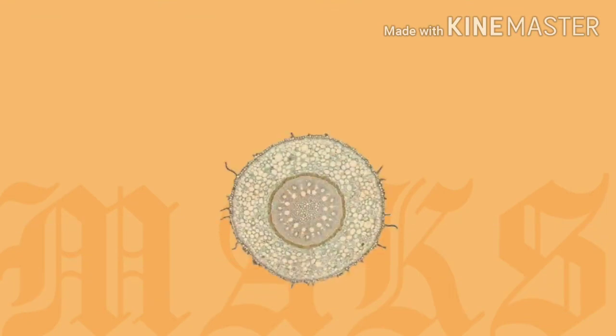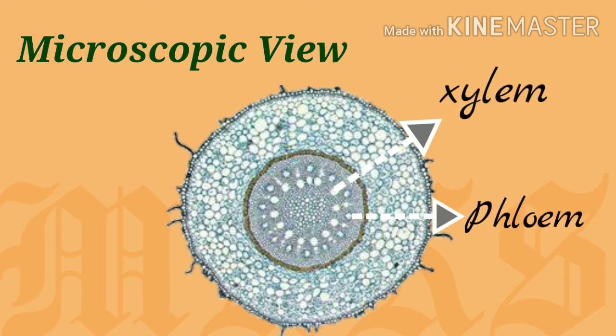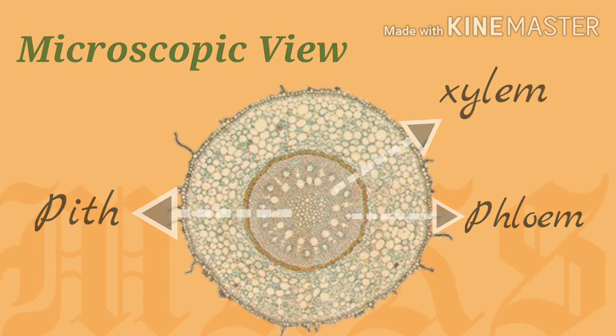Now you are seeing the microscopic view of a monocot root. You can see the xylem and phloem tissue which are arranged in a radial manner, and the pith at the center of the xylem and phloem tissue.